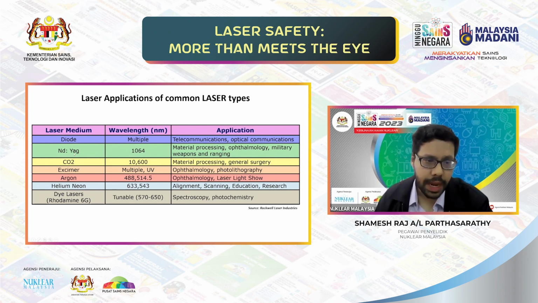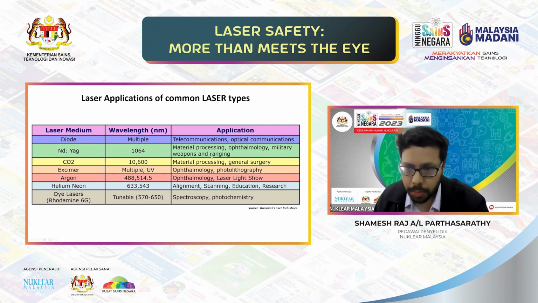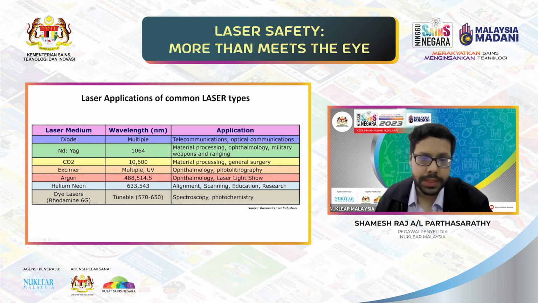Next, we have the Nd:YAG laser, which is a solid state laser. Generally, it operates at 1064 nanometers, which is in the infrared region. The application normally would be in material processing, ophthalmology, military weapons, and also military weapons ranging. Then we have the CO2 laser. CO2 laser generally operates at the 10,600 nanometer wavelength. Normally it's used in material processing, material cutting, laser marking, and also in general surgery.